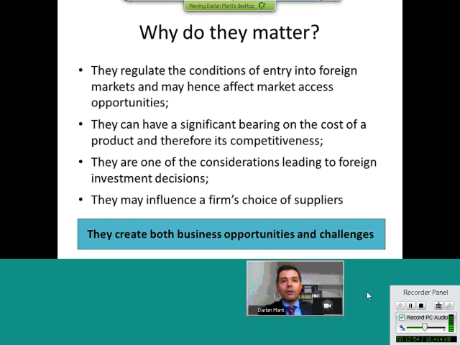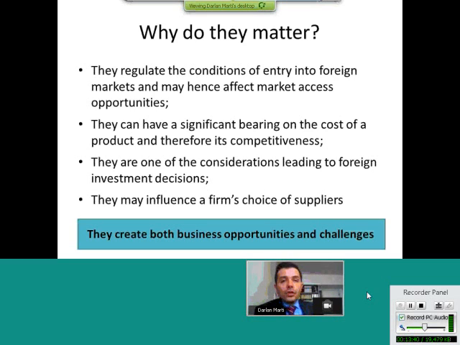The first thing is that rules of origin regulate the conditions of market access. They regulate the conditions under which goods can enter markets. And in that sense, rules of origin can simply affect your ability to tap into a new market or not. The second issue is that rules of origin, because they deal with market access and affect the conditions of trade, can have a significant effect on product cost and therefore can influence the competitiveness of a producer, of an exporter in a foreign market.